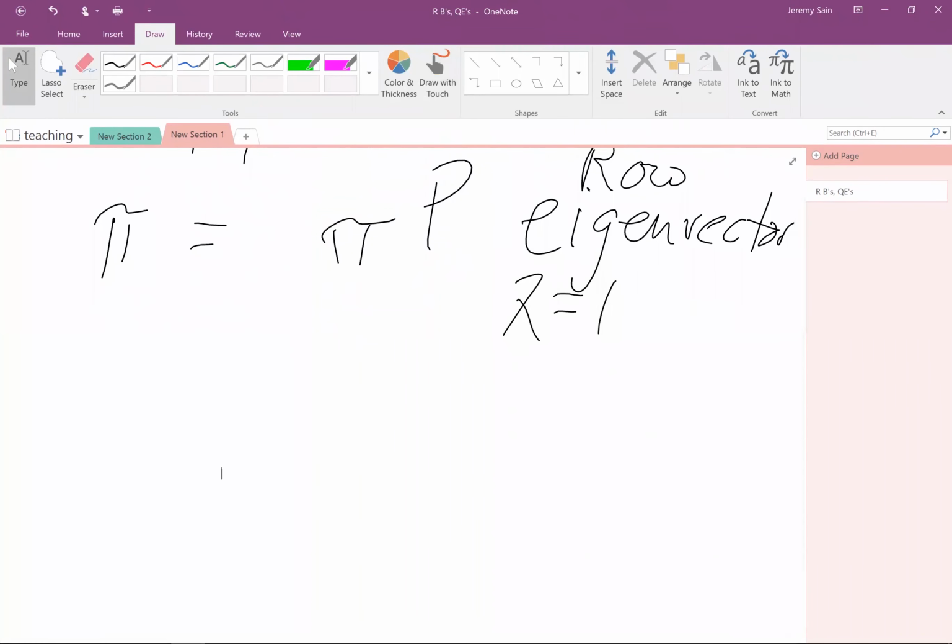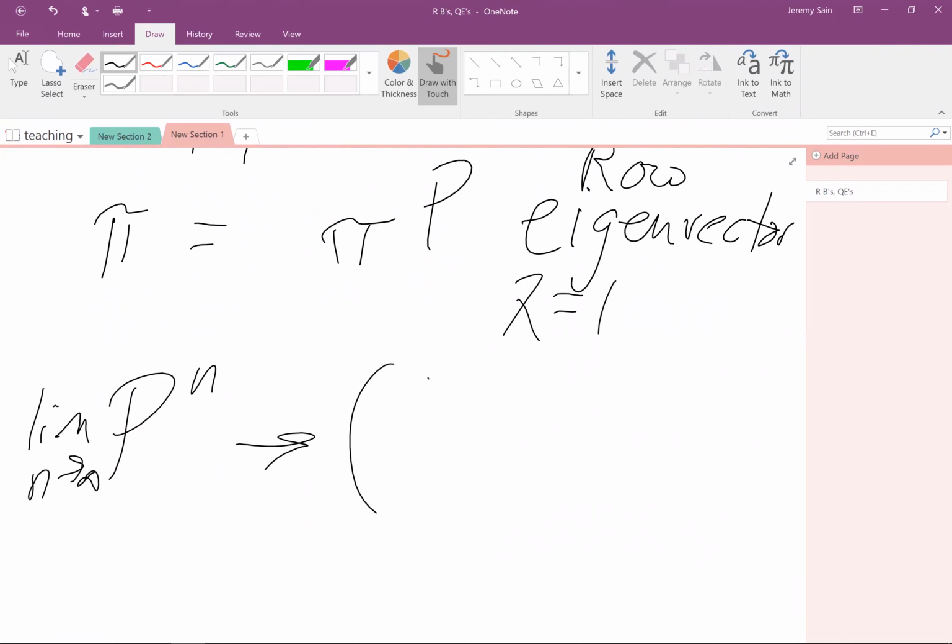Another thing that goes along with that is if you just take P to the n, just the nth power of the matrix, this will converge to the matrix that just has pi as all of its rows. Okay, so I've given you a really brief overview of things that happen in Markov chains.